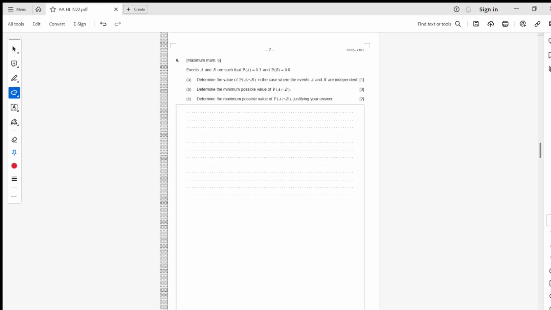On to the next one. So we need to determine the value of the probability of A and B. If there are independent events, we just need to multiply those probabilities. And this is our answer for the first question.